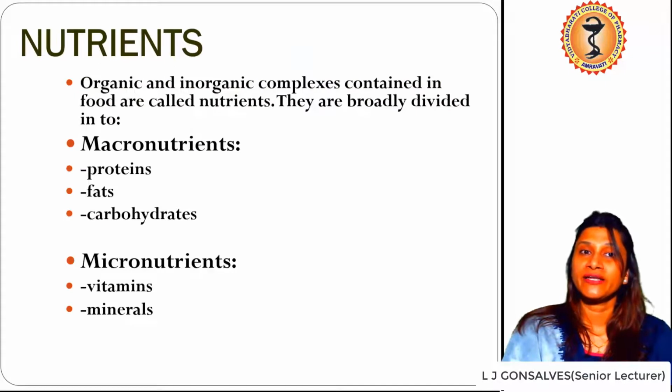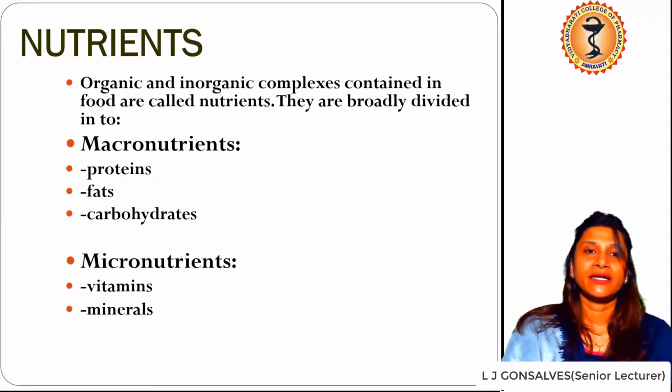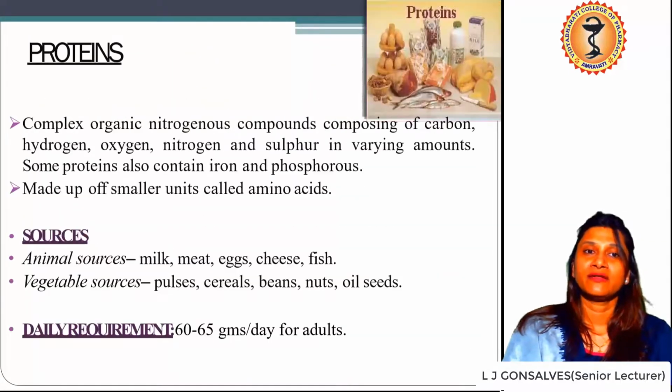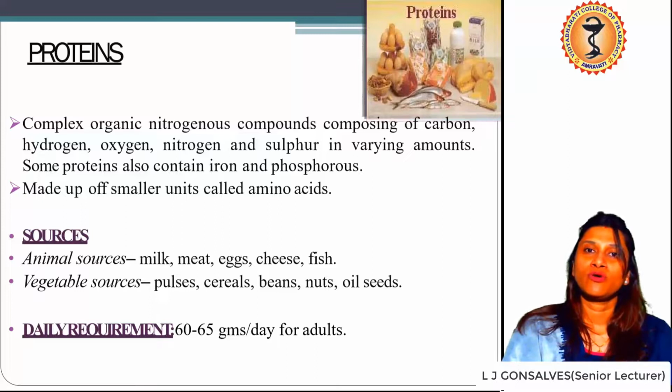Then we saw what are nutrients. They are organic and inorganic complexes contained in the food. There are two types of nutrients: macronutrients and micronutrients. Then we started with the various nutrients. First was proteins, which are complex organic nitrogenous compounds composed of carbon, hydrogen, oxygen, nitrogen, and sulfur.